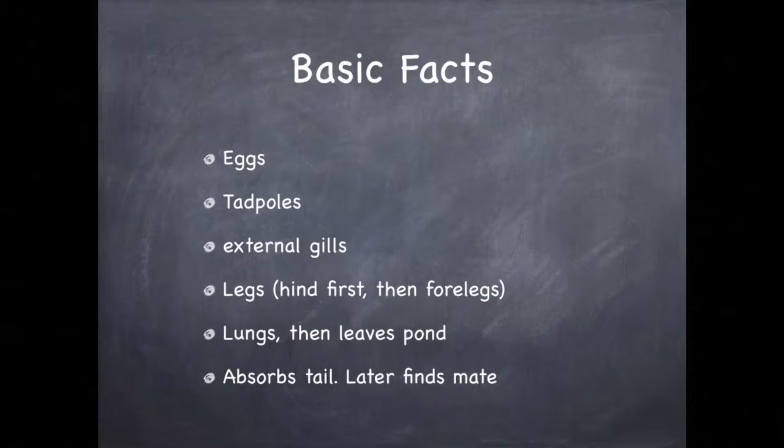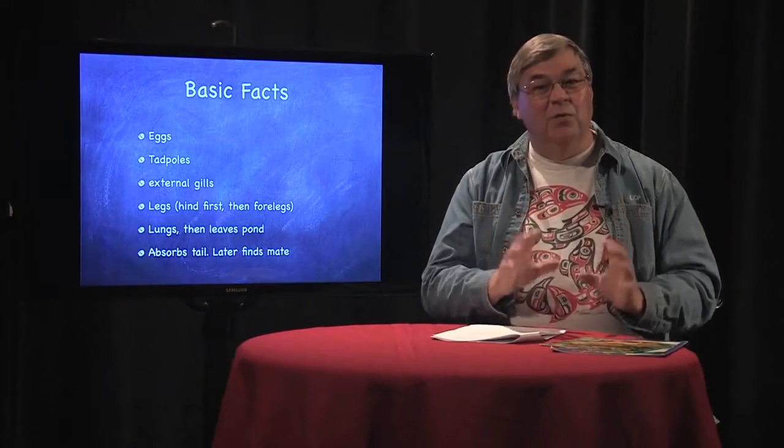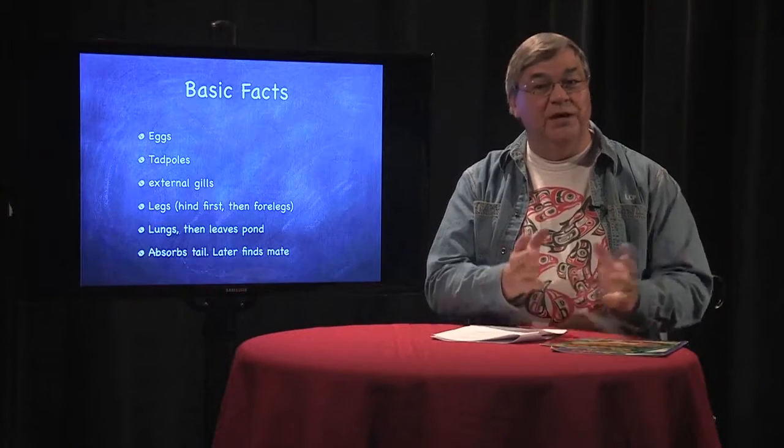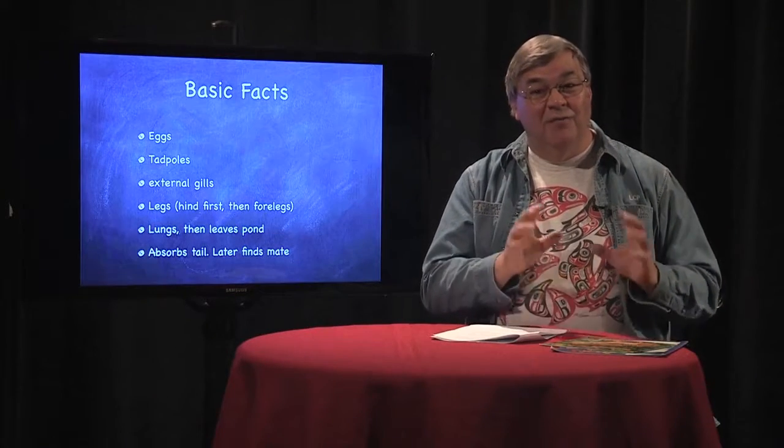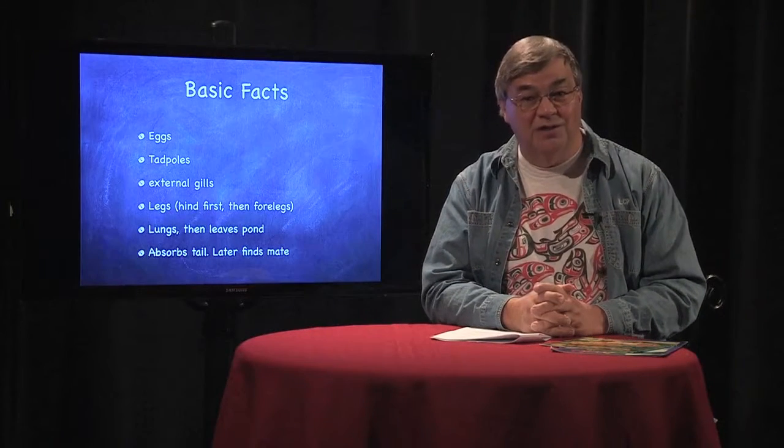Eggs, tadpoles, external gills, legs, hind first then forelegs, lungs, leaves the pond, absorbs tail, later finds mate. So now we have all the information we need. If we wonder what the note means, we can go back to that chart. Now before forming sentences, let's look closer at the life cycle of frogs.